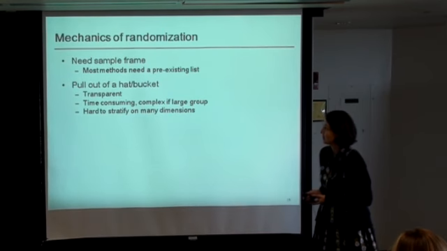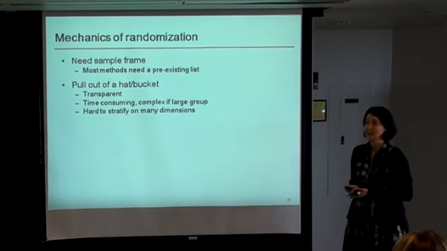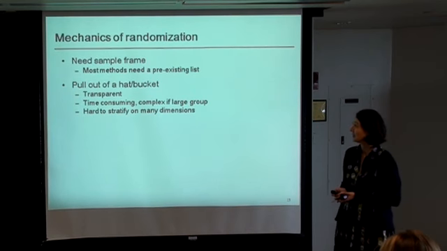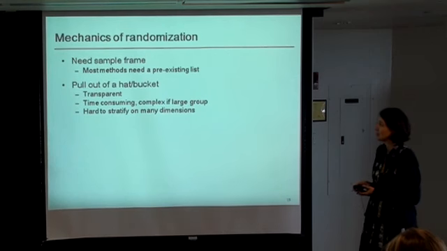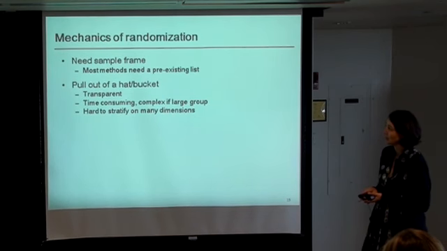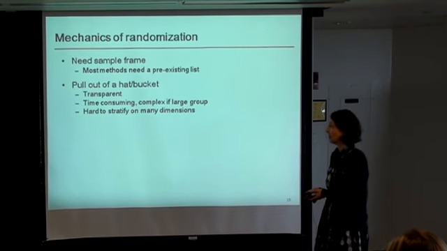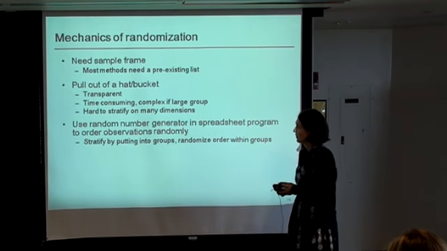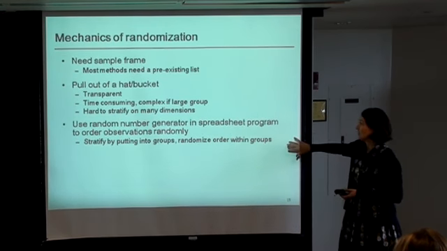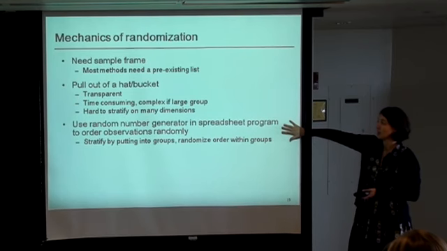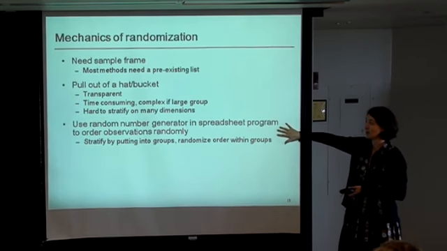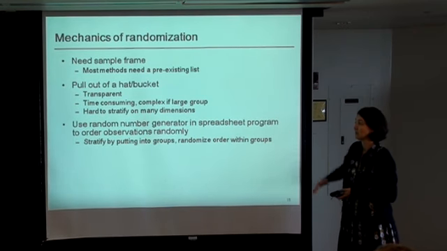So how can you do it? You can literally pull it out of a hat or a bucket. I keep talking about hats and buckets because it's very easy to visualize what you're doing. It's transparent, but it's time consuming and it's complicated if you have large groups, and it's hard to stratify. So what do we normally do? Well, you could use a random number generator in a spreadsheet program, and you order the observations randomly.